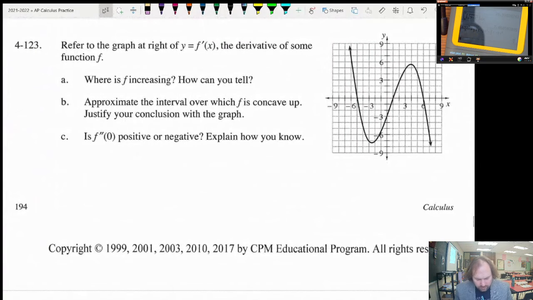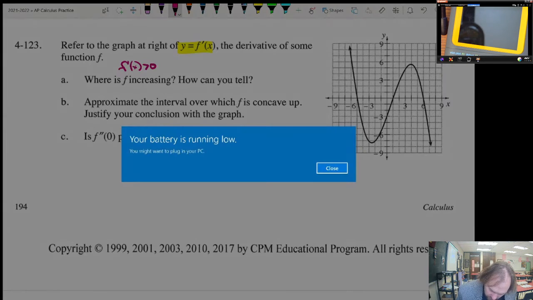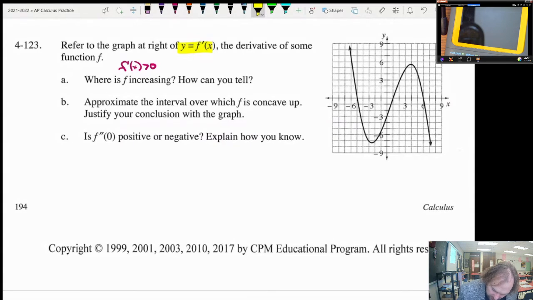Anyway, 4.123. Refer to the graph to the right of f prime of x. Let's keep in mind that's the derivative. Where is f increasing? F, the original function, is increasing when f prime of x is greater than 0. So that's going to happen. I see two ranges where that's going to happen. It's going to happen here on this range there, and again on that little domain there. So that will happen from negative infinity all the way until negative 5.